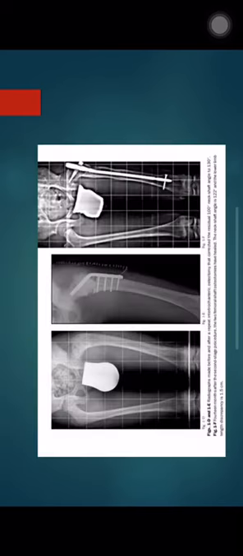Second stage procedure. It is done after the intertrochanteric osteotomy is healed, about 6 months later. Intramedullary nail fixation with a proximal femoral nail is done. Image A shows the deformity. Figure D shows the deformity. Figure E shows the osteotomy correction with the angle blade plate. Figure F shows the second stage procedure where again osteotomy is done, the neck shaft angle is maintained, and it is fixed with a proximal femoral nail.